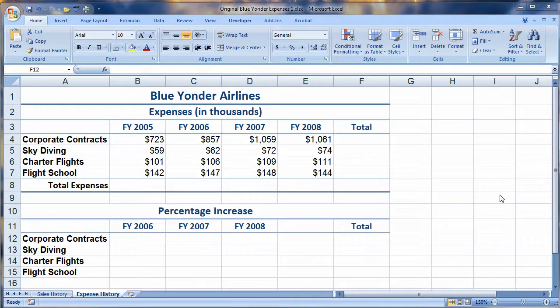I wanted to provide some solution videos for Chapter 7. This is Project 7-3, Calculate Totals and Percentages. So let's get started. I'm going to do the totals first, and then I want to jump away from this and talk about what the heck a percentage increase is and why we use it.